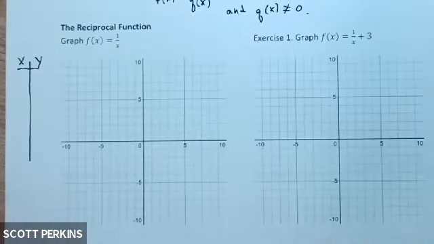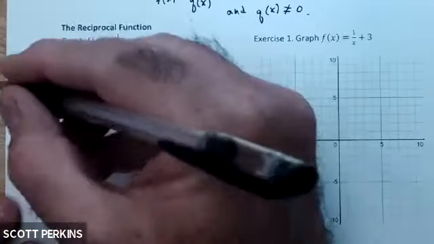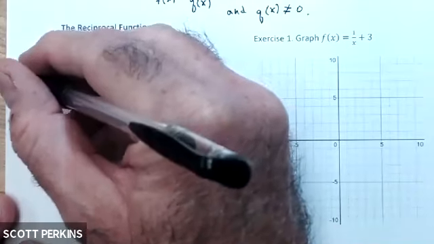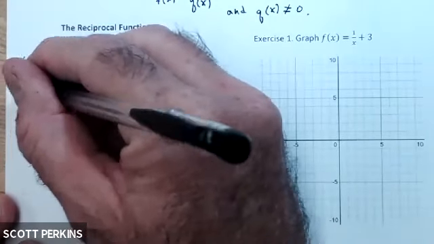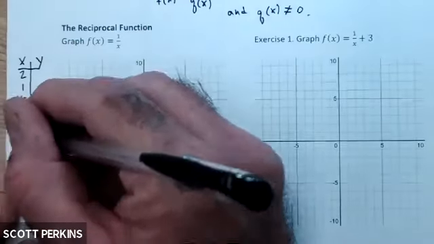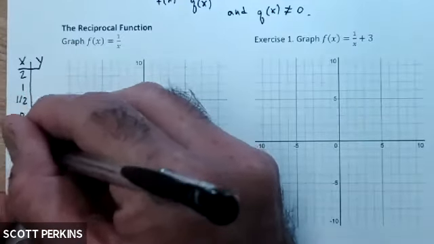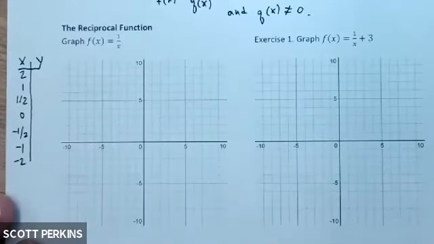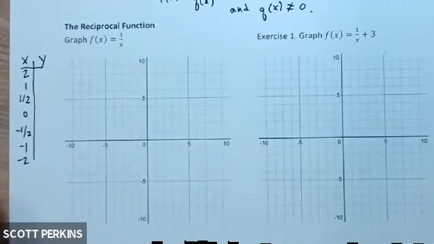So I'm going to pick the x values just to kind of help us out. So these are the ones I'm going to pick: 2 and 1, and then I'm going to pick a fraction, pick a half. We're going to plug in 0. Then we're going to do the negatives of all these. And then we're going to see what happens, if we can see what the general shape of the reciprocal function is going to be.